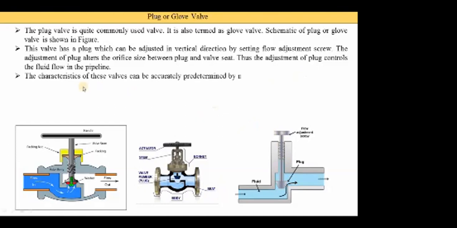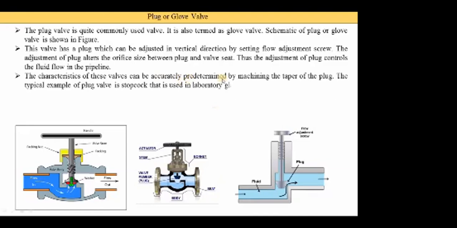The characteristic of this valve can be accurately predetermined by machining the taper of the plug. Means accuracy of this valve depends on the machining of this taper. Okay, and the typical example of the plug valve is the stopcock that is used in laboratories and glassware.